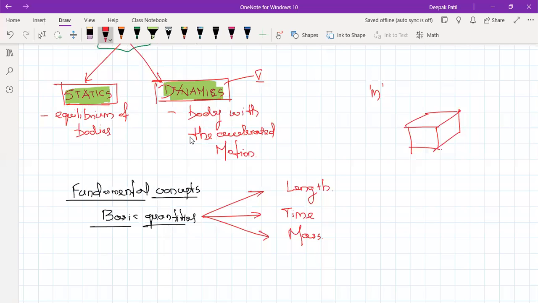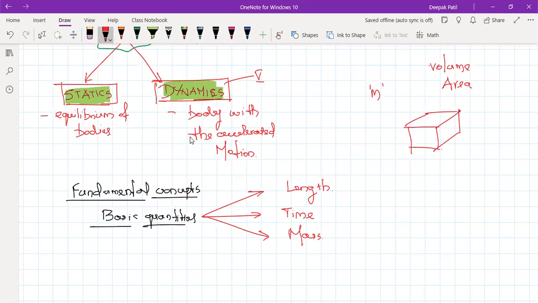So one of the geometrical properties could be, can anybody name any one geometrical property of this cube? Length, sir. Length you have already defined. Breadth and height is also a length, defined in terms of length. Volume. Yes, volume. What could be the other? Area. Yes, area. Perimeter.